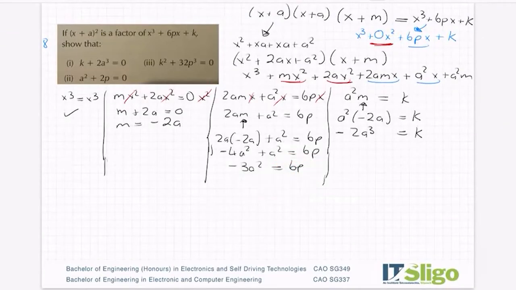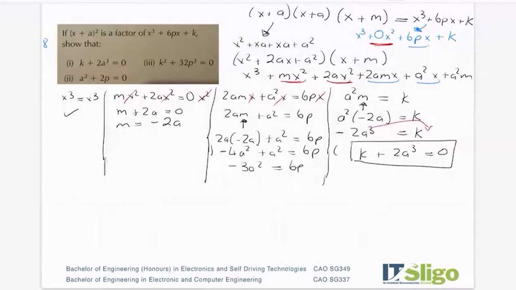Okay, so k plus 2a squared equals 0. So that's the closest one to it. If I bring over the minus 2a cubed, I will get that. So bring him over. I get k plus 2a cubed being equal to 0. Okay, so that is part 1.